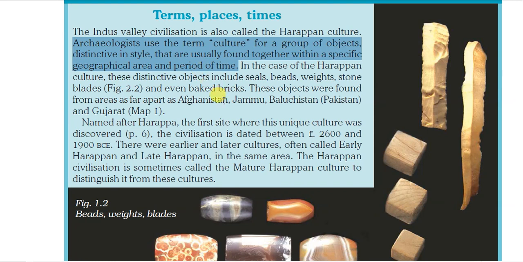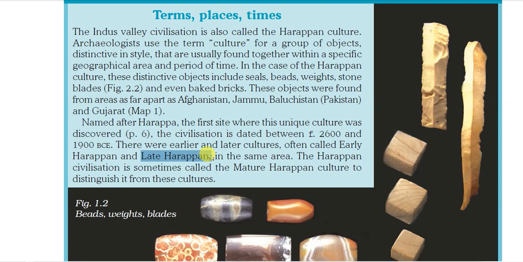Now the period of time that you have to remember for this particular chapter is 2600 to 1900 BC. This is the date of the mature Harappan civilization. Why do I say the term mature? Because this is what we are going to study in this chapter. That means when the civilization was at its peak, flourishing and prosperous. Before this was the early Harappan civilization, and after 1900 BC we will call it the late Harappan civilization. What we have to study is the mature Harappan civilization.